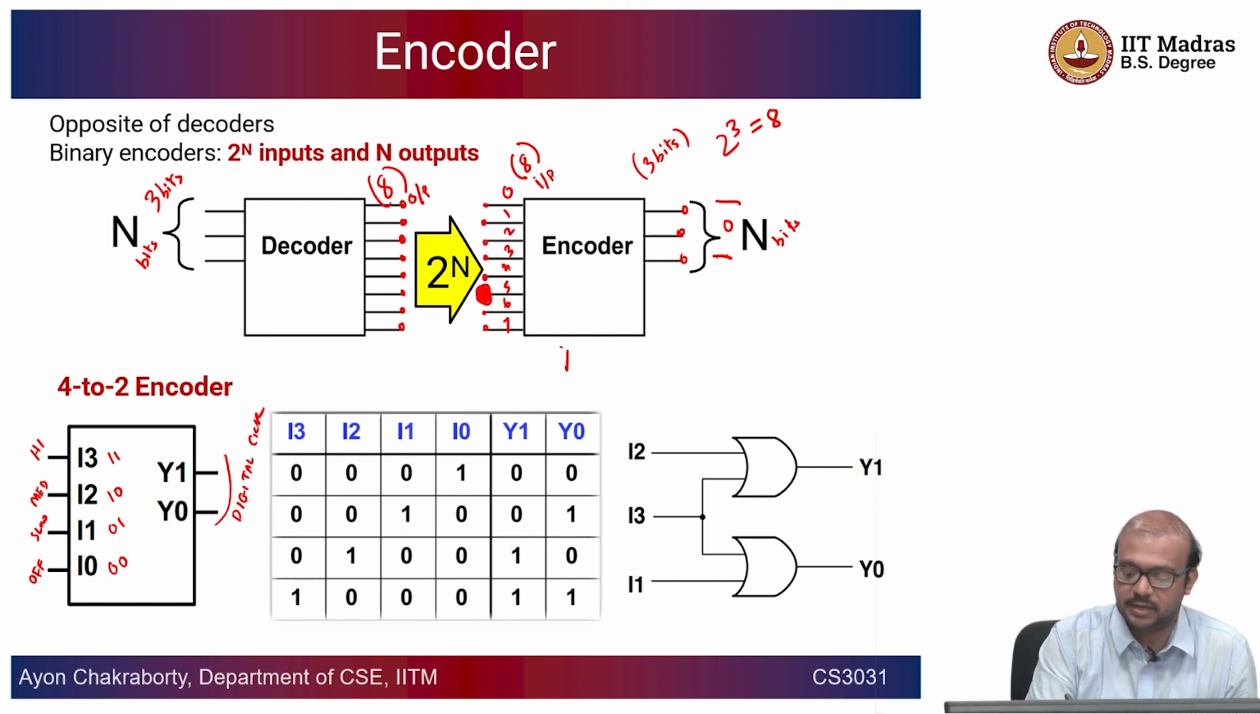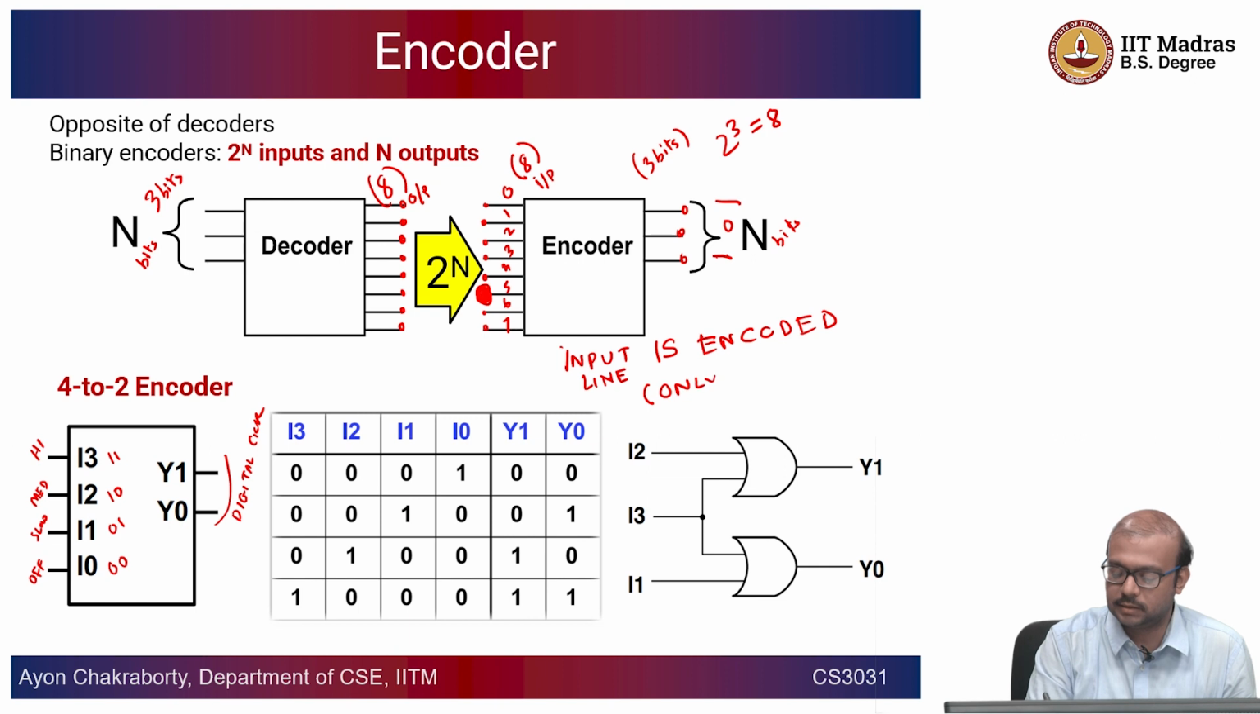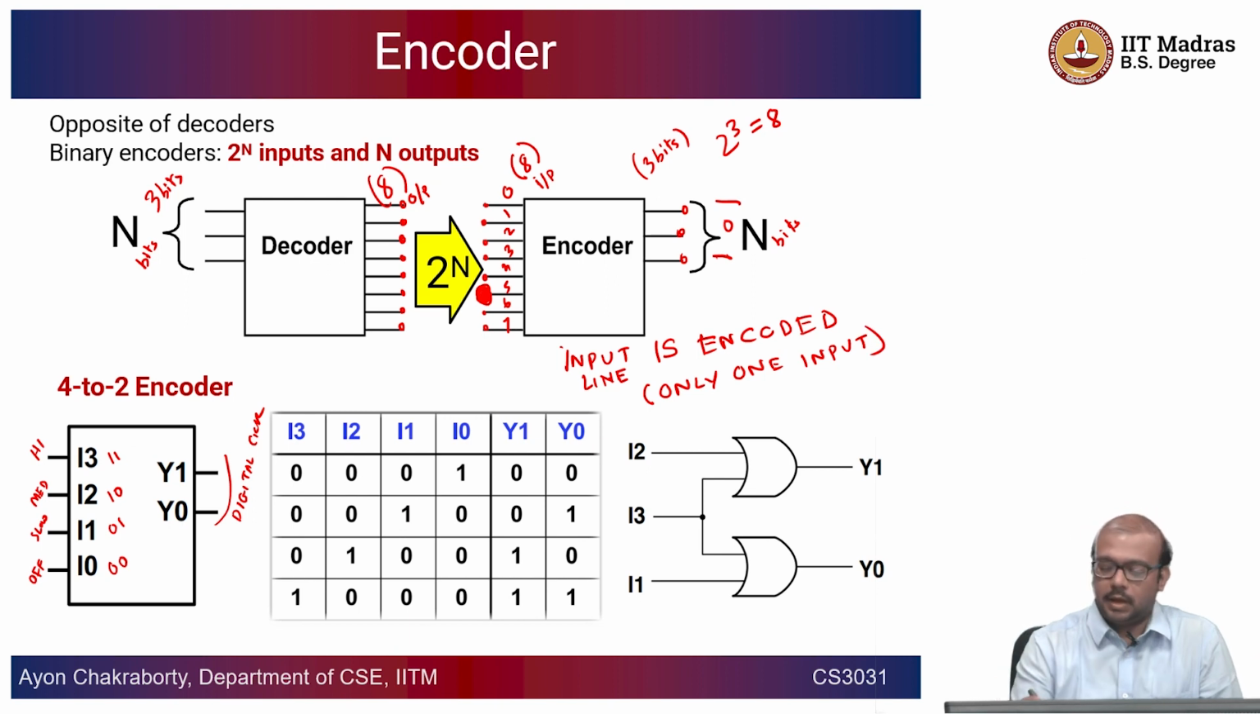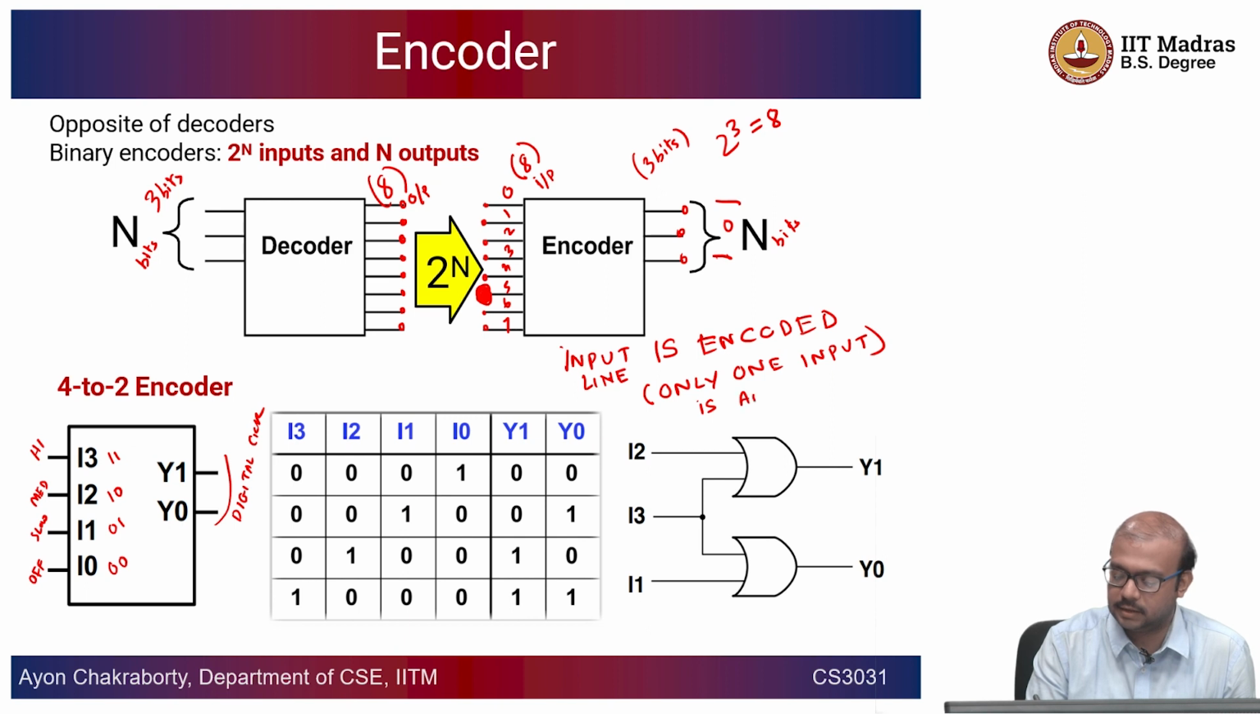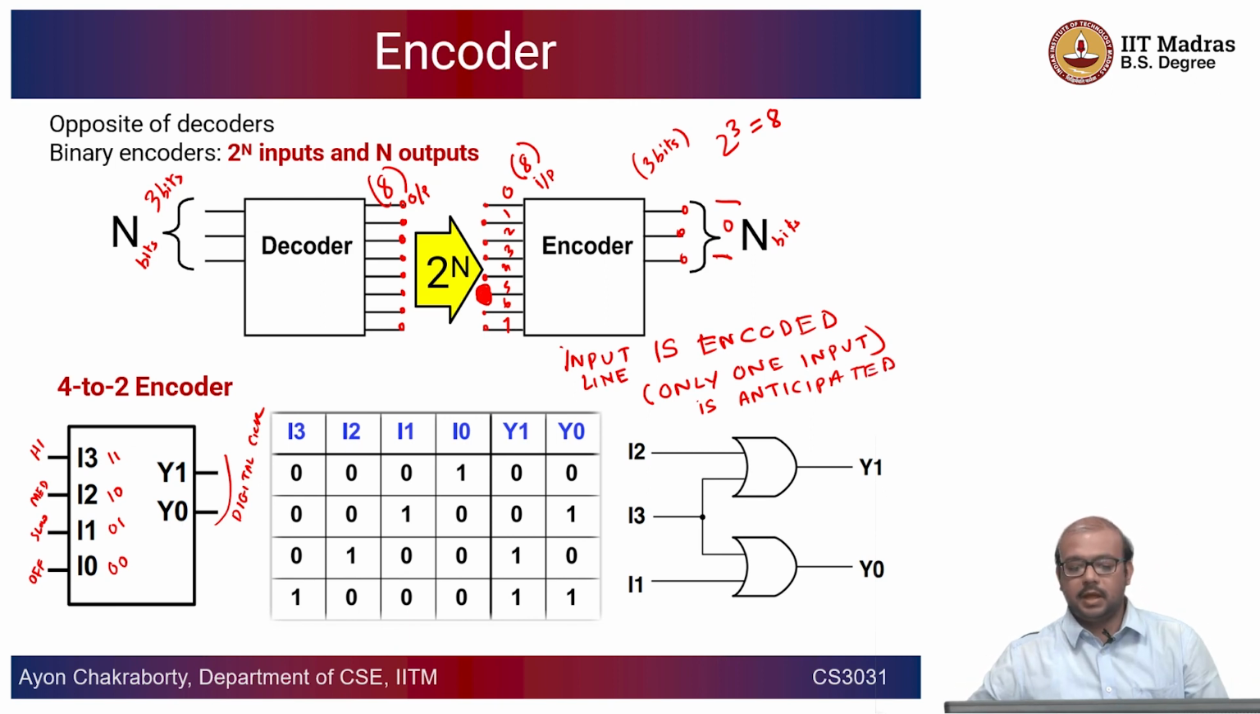So what I am saying is that only one input line is anticipated, or expected. You are expecting only one input and you want to know the corresponding bit pattern on the output.